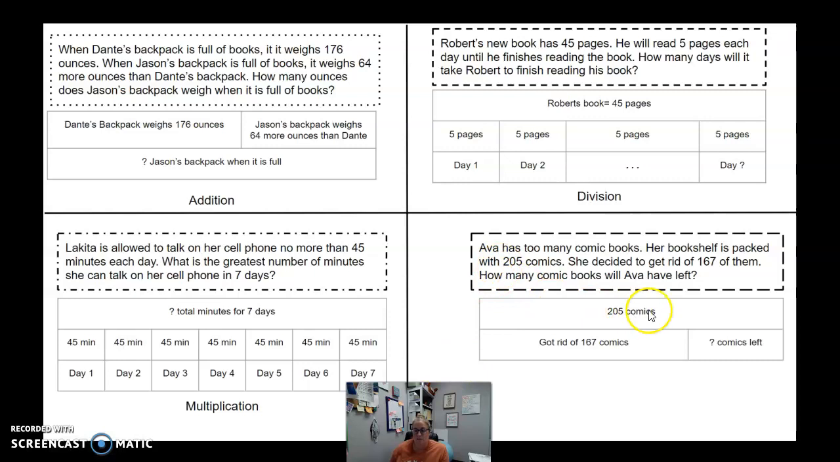So my last one, I have 205 comics to start with. I got rid of 167 of them, and I'm trying to figure out how many are left. So if I start with something and I get rid of some of them, what am I going to do? That's right, I'm going to subtract, or I'm going to use subtraction to solve this problem.